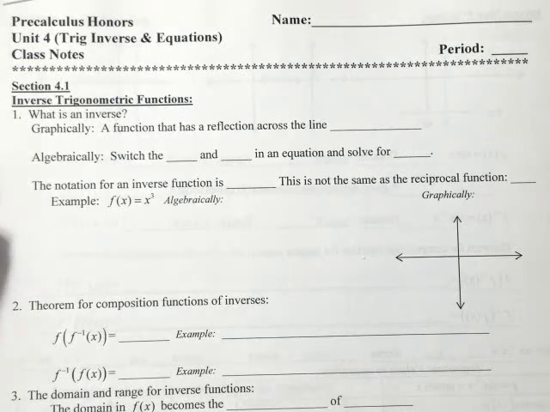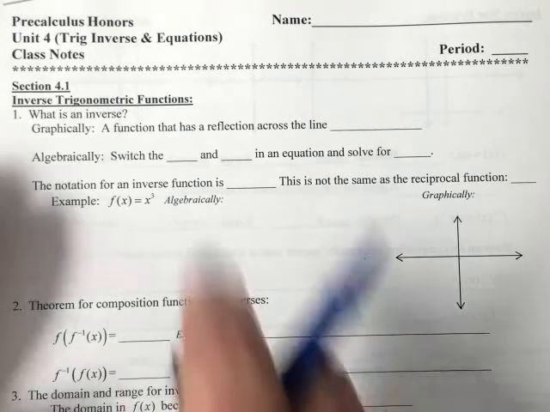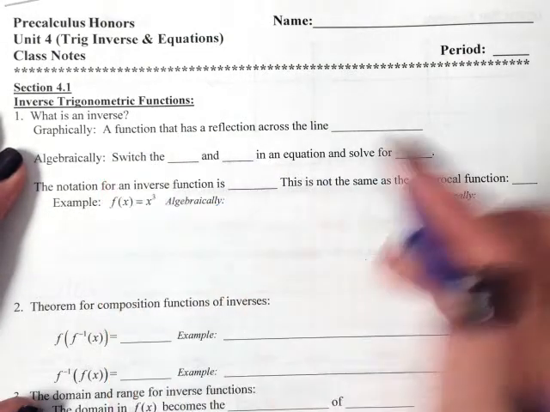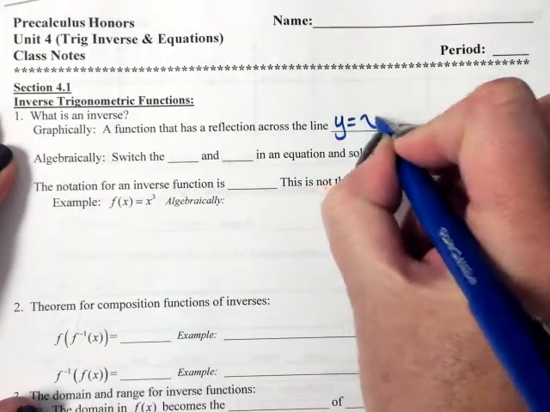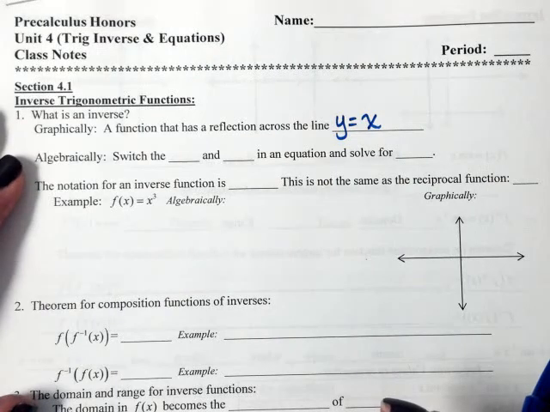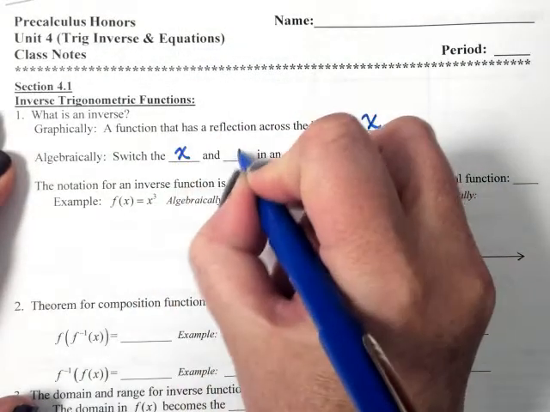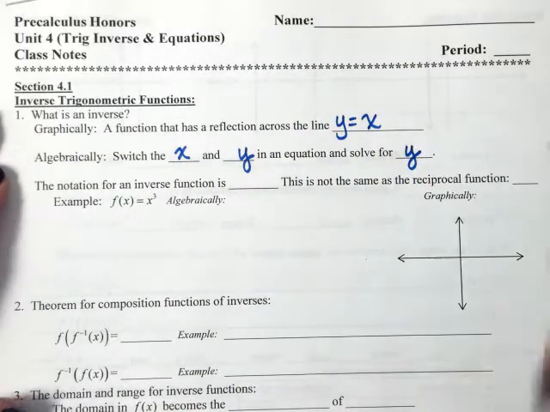So in this unit, we're going to start by taking a look at the inverse trig functions. Last year back in Algebra 2, you studied inverses and how to find inverses. Just a reminder, graphically, when you graph a function and its inverse, they are reflections across the line y equals x. And if you remember algebraically how you find the inverse, you switch the x and the y in the equation and then you solve for y.